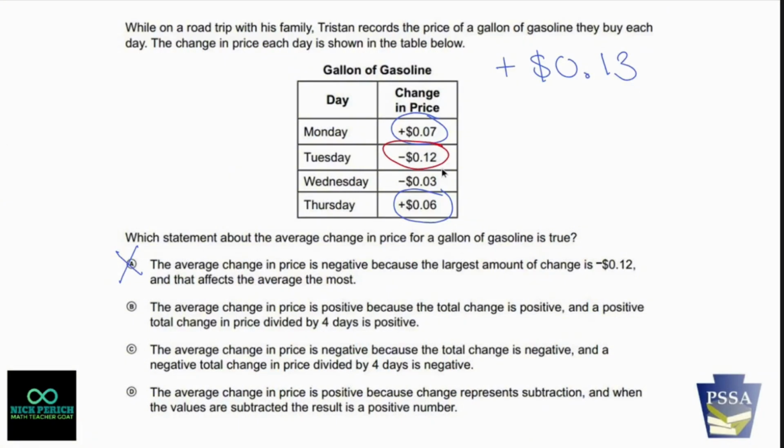Negative 12 cents and negative 3 cents. Now, when I add 2 negatives together, you add those values. So 12 cents and 3 cents make 15 cents. But since they're both negative, keep it negative.